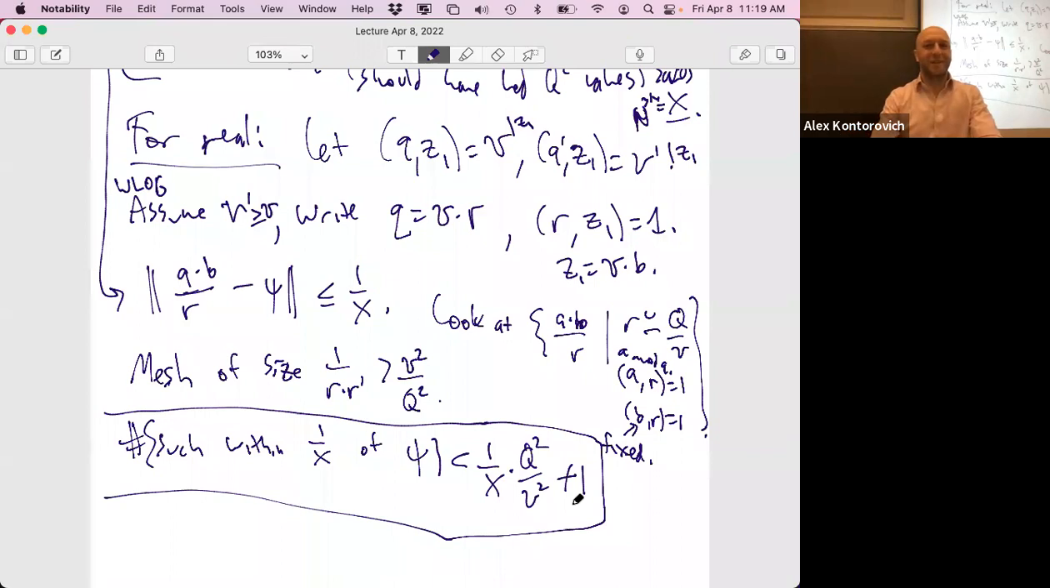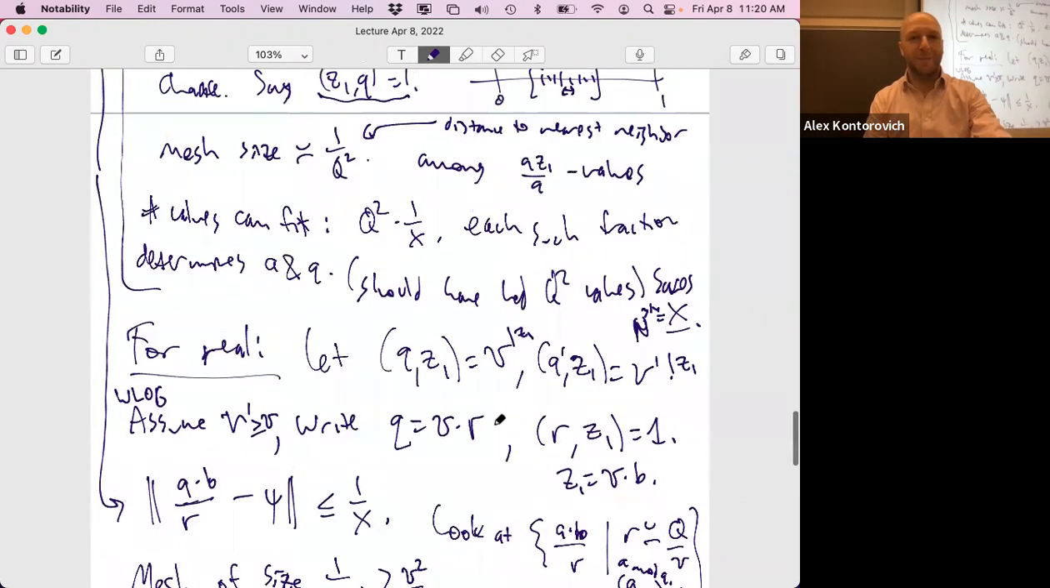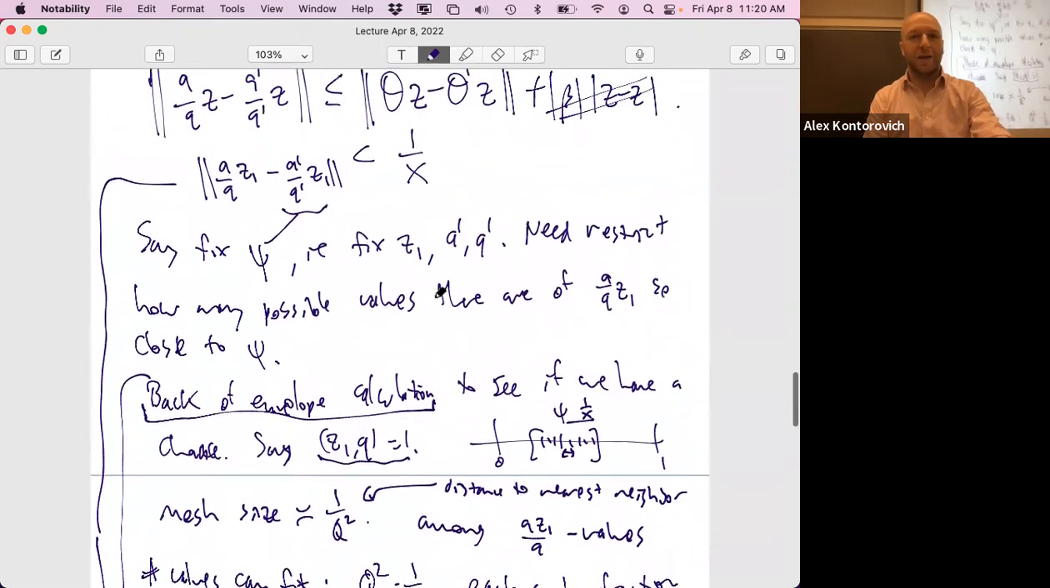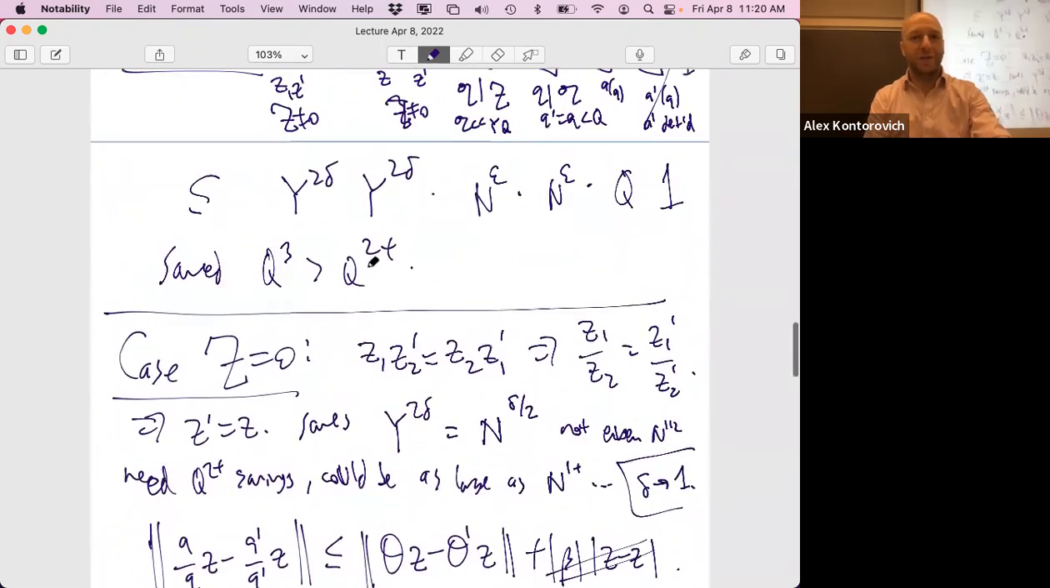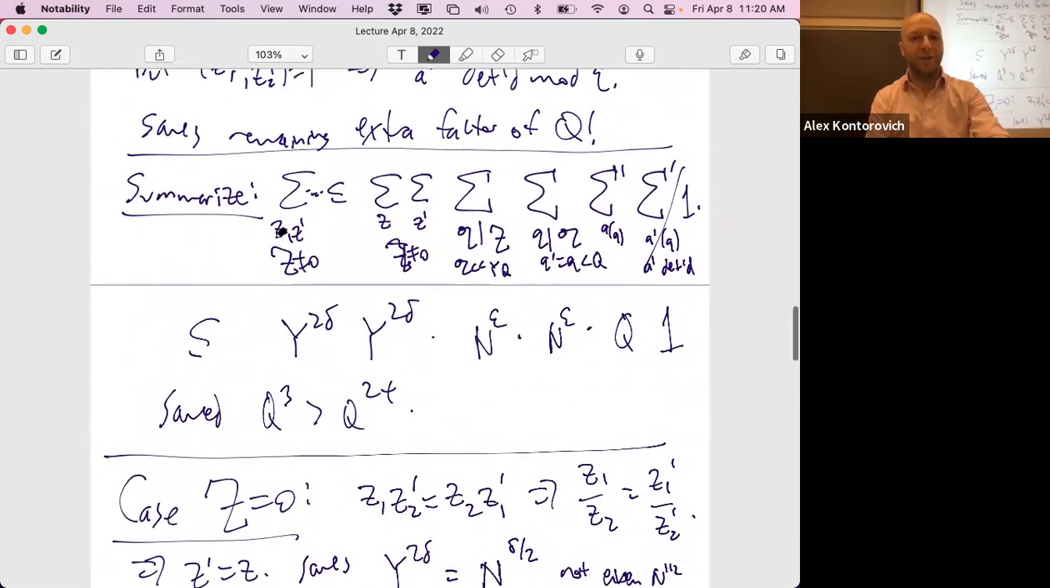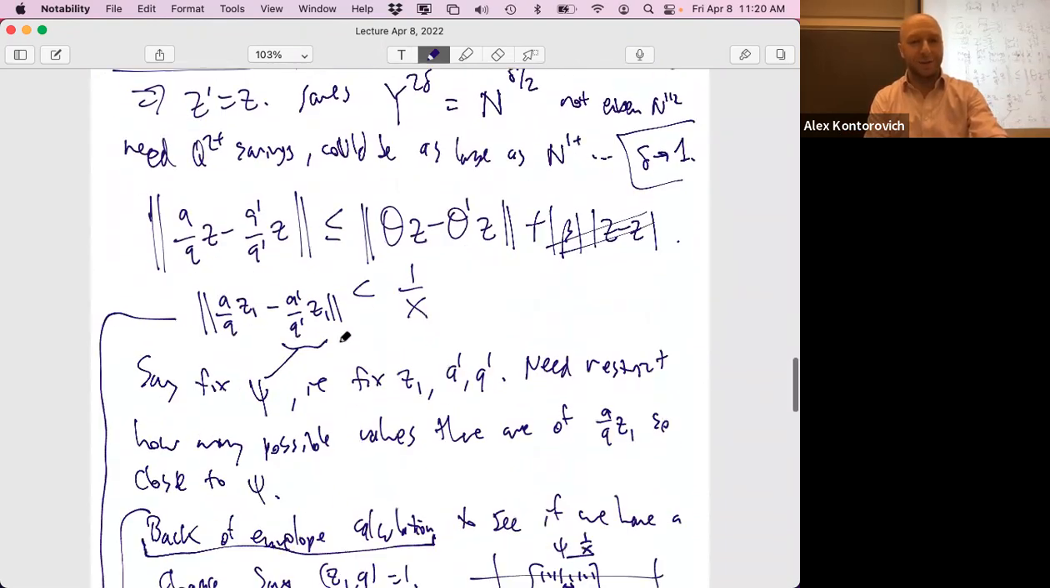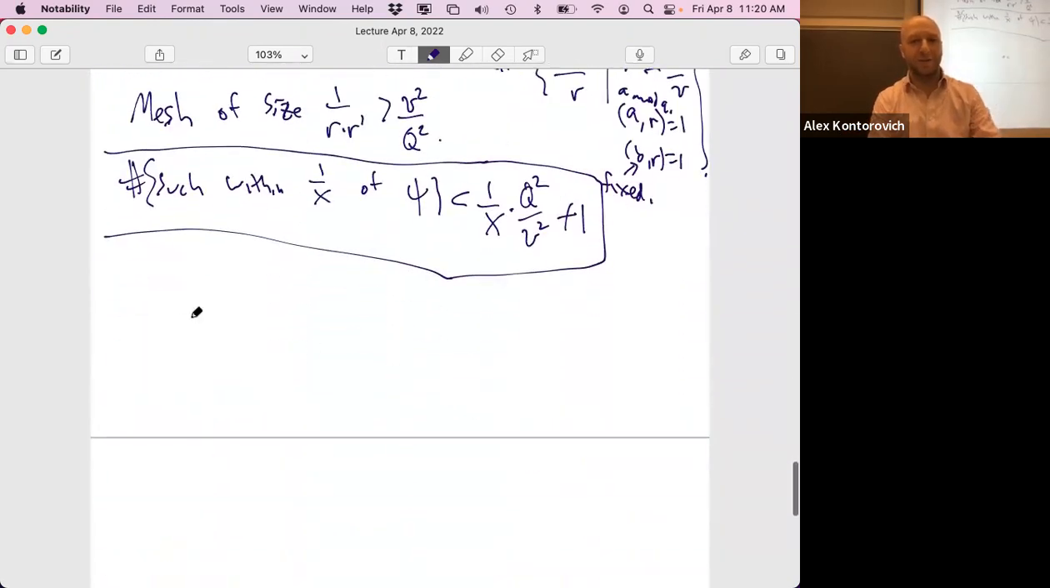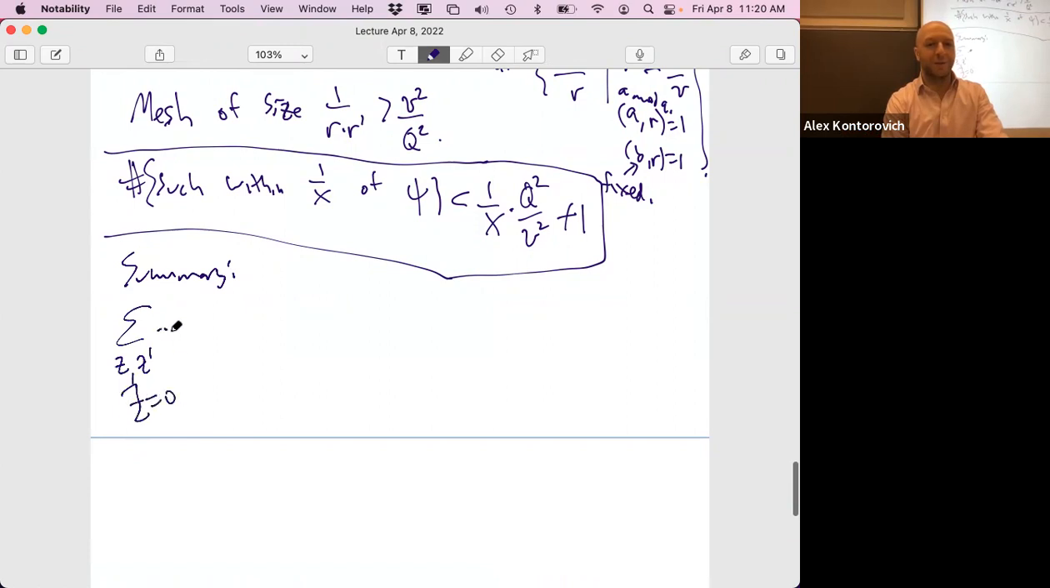Why is the plus one going to bother us? Well, it may not save enough. So let's see in the end what we've saved. Okay, so let's do this for real. Let's go back to this summation over z and z prime, where z is equal to 0. We have a sum, the case that z is equal to 0 with everything else.